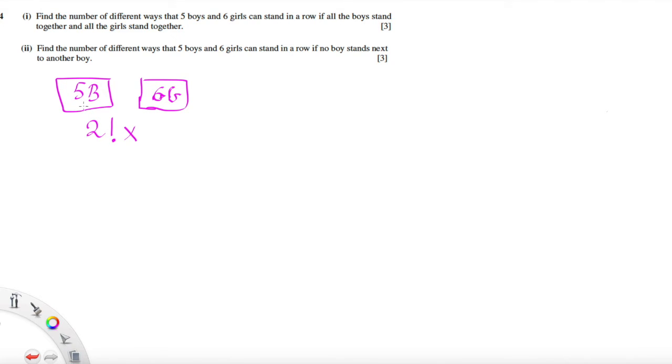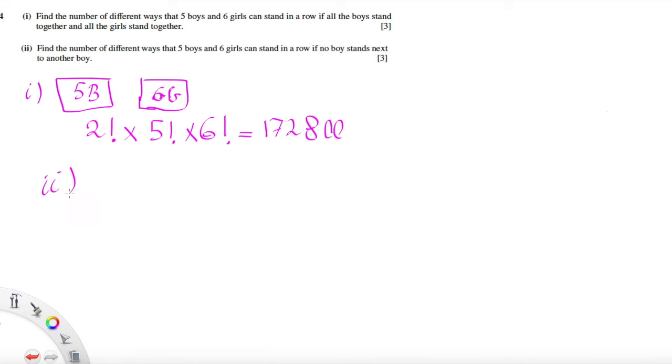Now go inside the box. Boys can have 5 factorial permutations, and inside this box, 6 factorial. So it will be 172,800 for the first part.